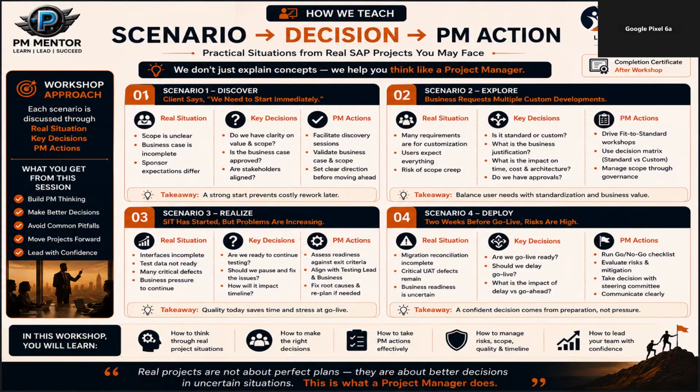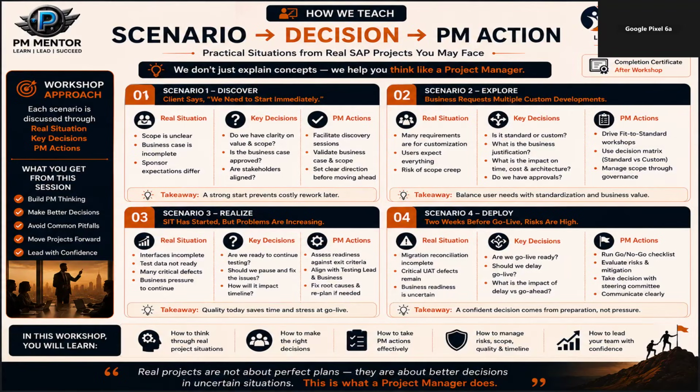Then you make the decision: should testing continue, should a certain stream pause, should the root cause be fixed first, and what is the impact on the timeline. Your PM action is to assess readiness against exit and entry criteria, align with the testing lead and business, fix the root cause and replan if required. So here the takeaway is: quality today saves time and stress at go live.